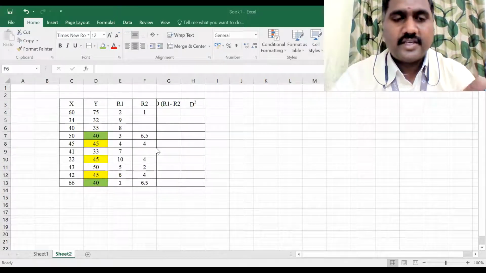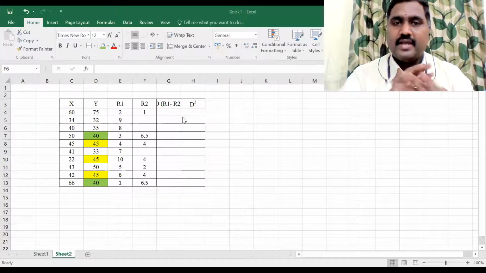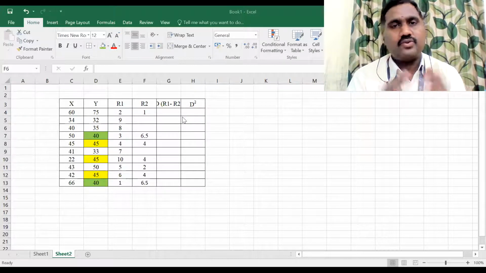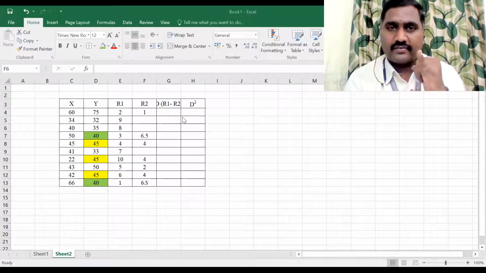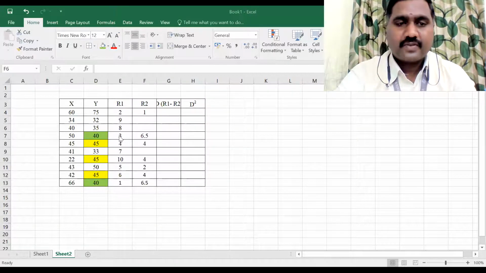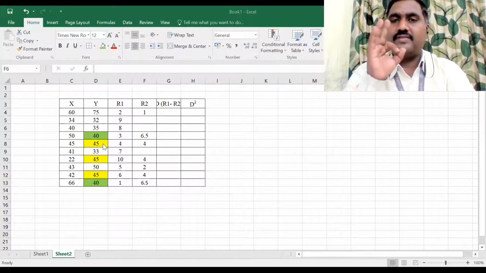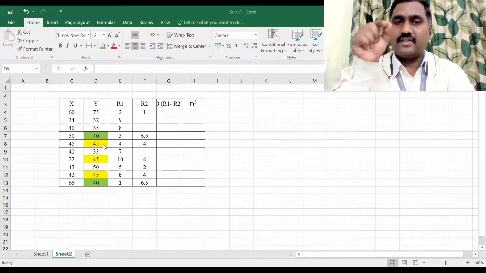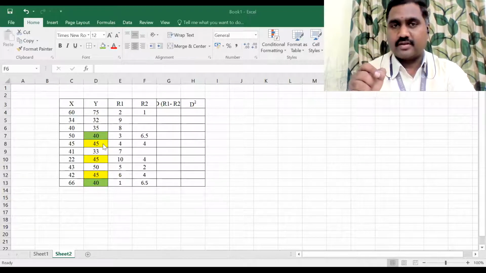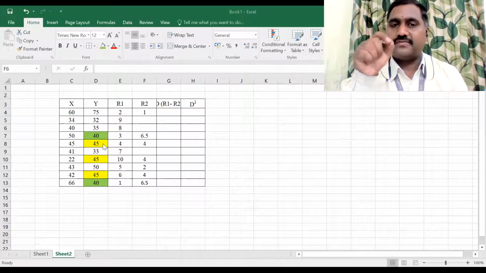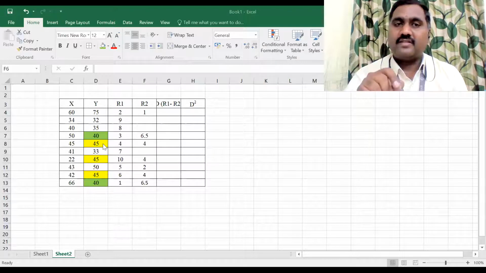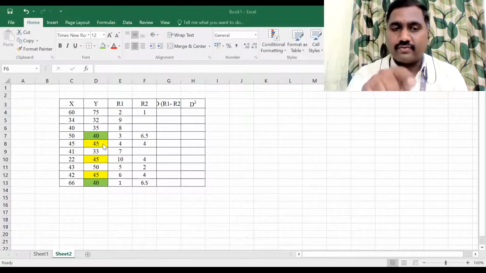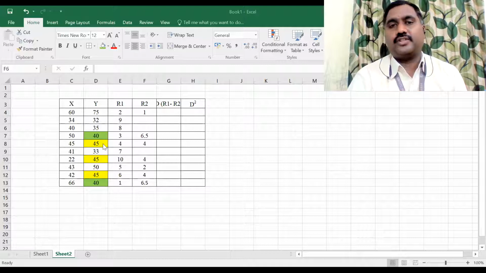So here, as already told, in the X variable nothing is repeated. All the numbers are different, so no problem. In the Y variable, two numbers are repeated: one is 45, another is 40. The 45s are in the third, fourth and fifth positions. That's why we add 3 plus 4 plus 5, which is 12, divided by 3, the number of times repeated. So 12 by 3 is 4. That's why I mentioned 4, 4, 4 for the 45s.